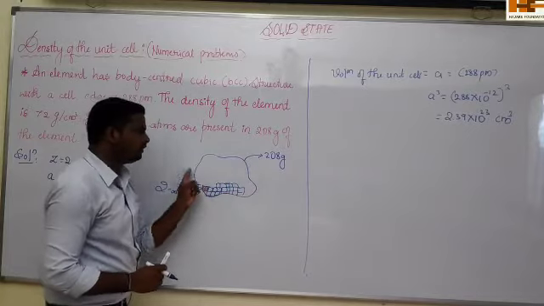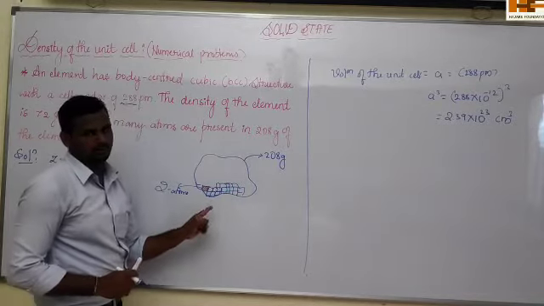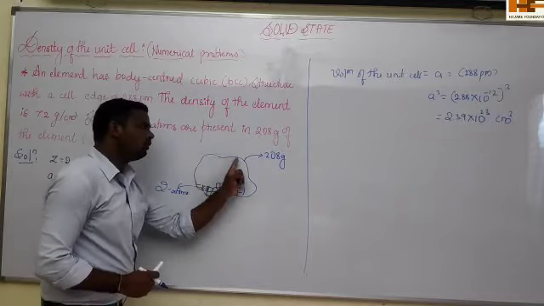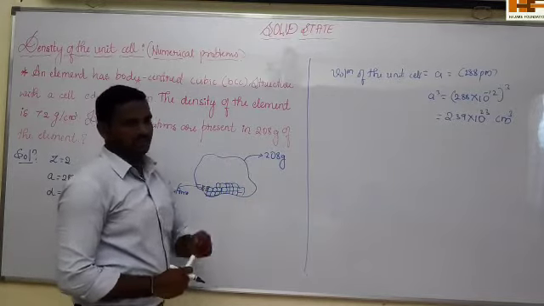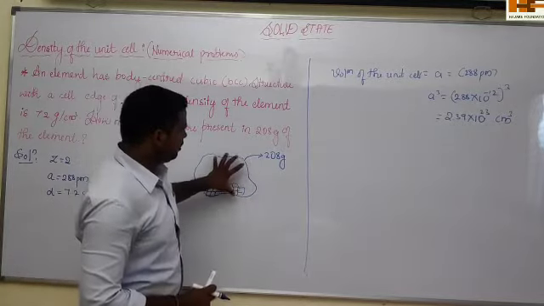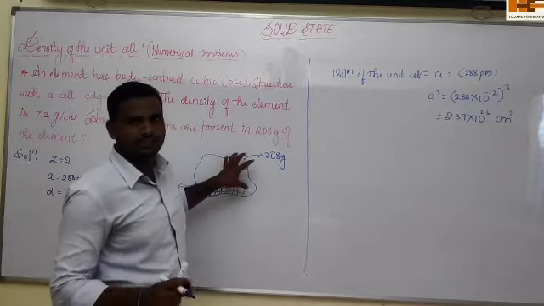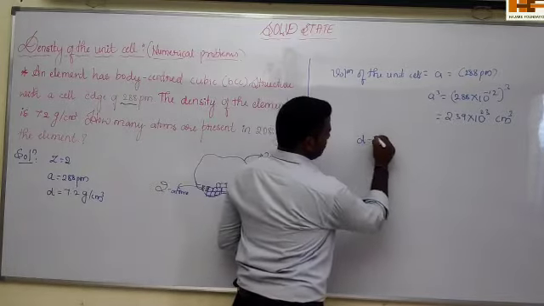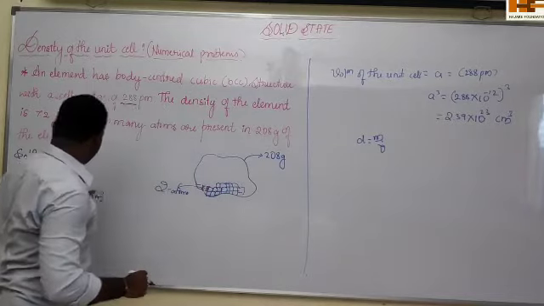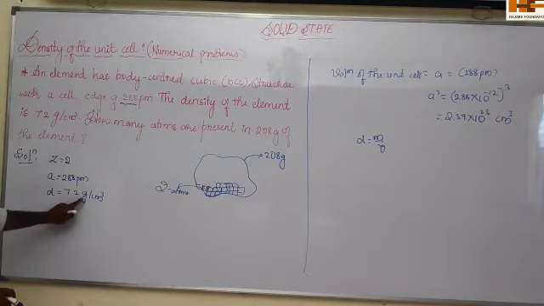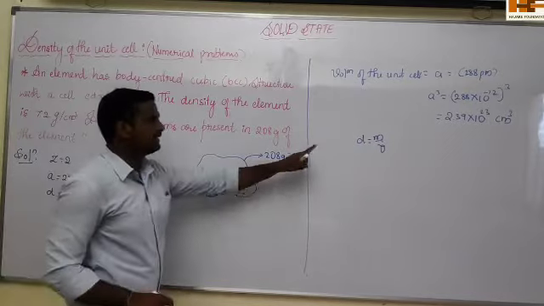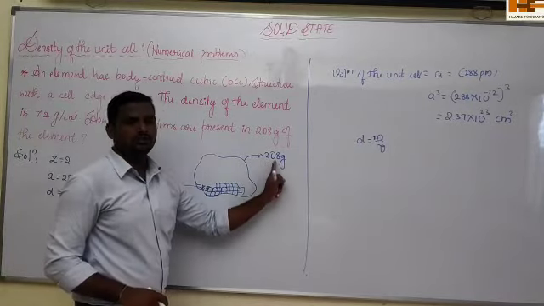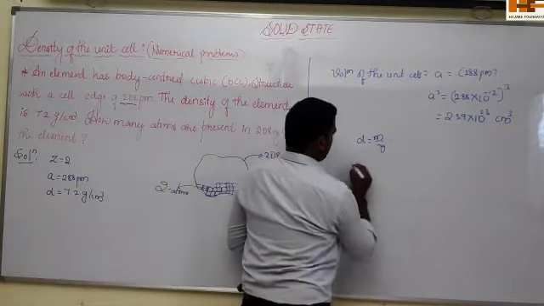For that I should find out the volume of this whole element. To find out the volume of this whole element, I need some data. So this volume I can calculate by what? You already know that density is equal to mass divided by volume. So now I have the density of this element. The density they have given is 7.2 gram per cm cube, and the mass given is 208.